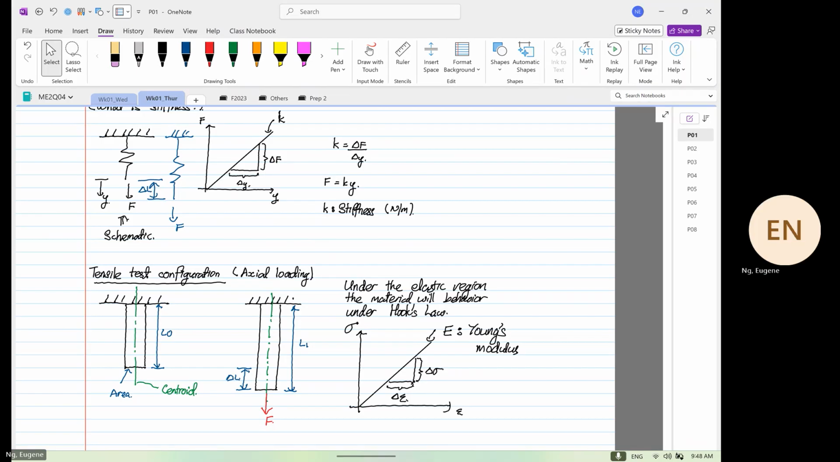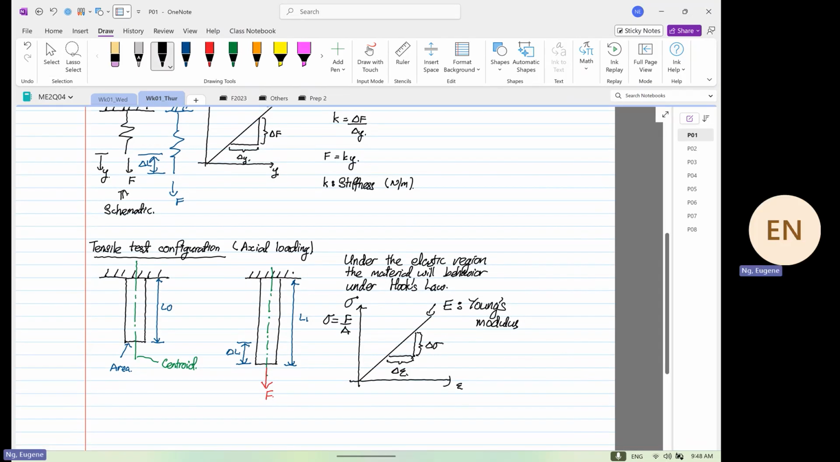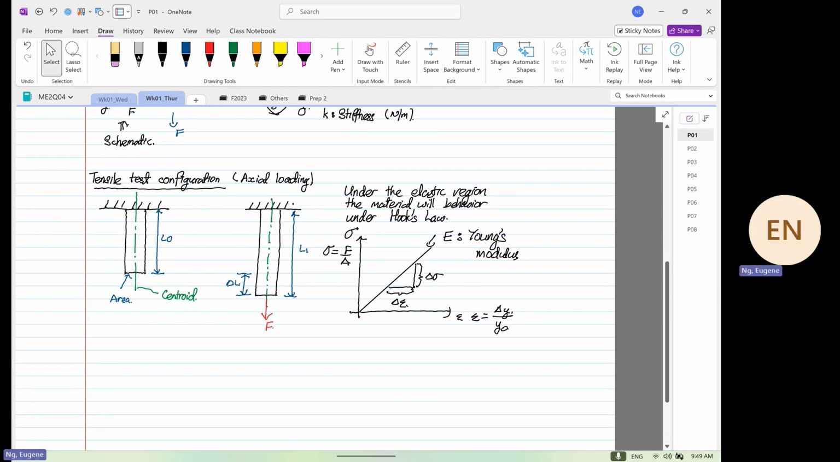So we know that stress is equal to force divided by area. And we know strain is equal to delta Y over Y original. This over here is also equal to your change in Y. So you can see some similarity. So from here, we know that relationship based on Hooke's law.